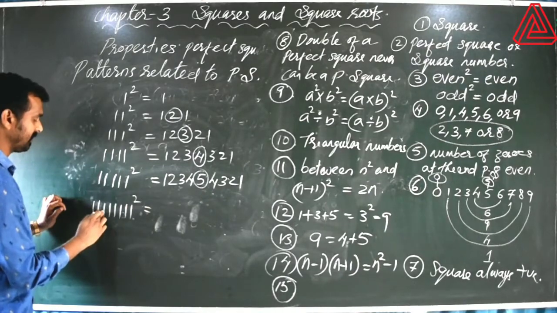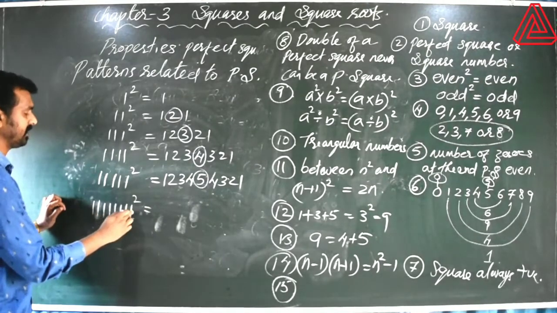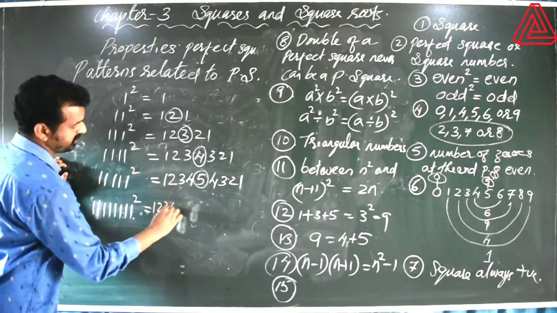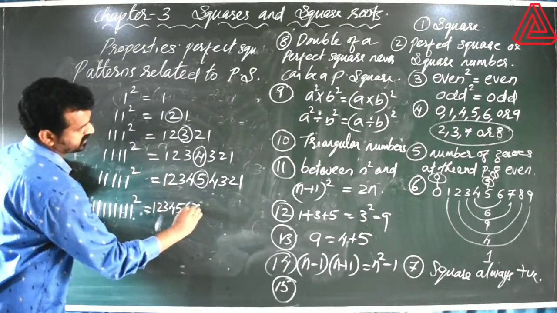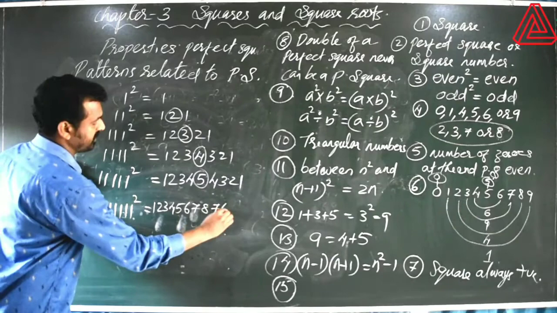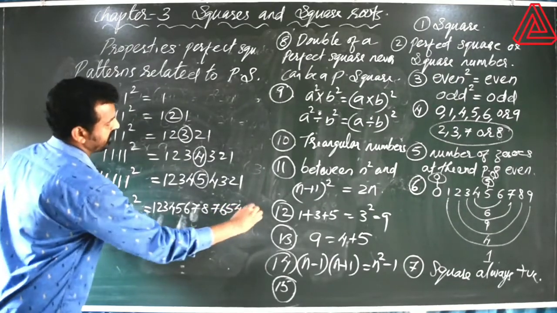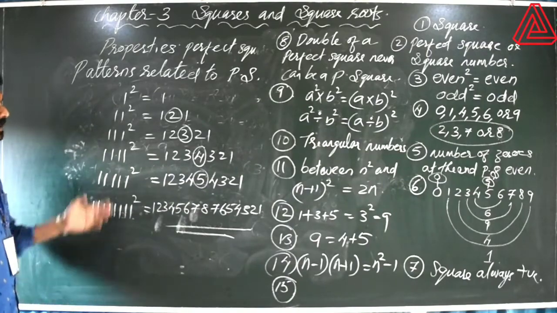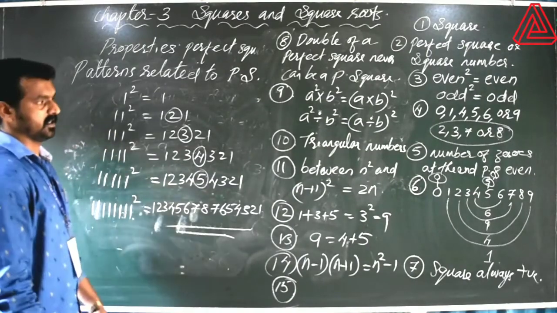1, 2, 3, 4, 5, 6, 7, 8 square. 8 ones are there. Then what will be the answer? 1, 2, 3, 4, 5, 6, 7, 8, 7, 6, 5, 4, 3, 2, 1. That is the answer. So some patterns are given there like that in your textbook.